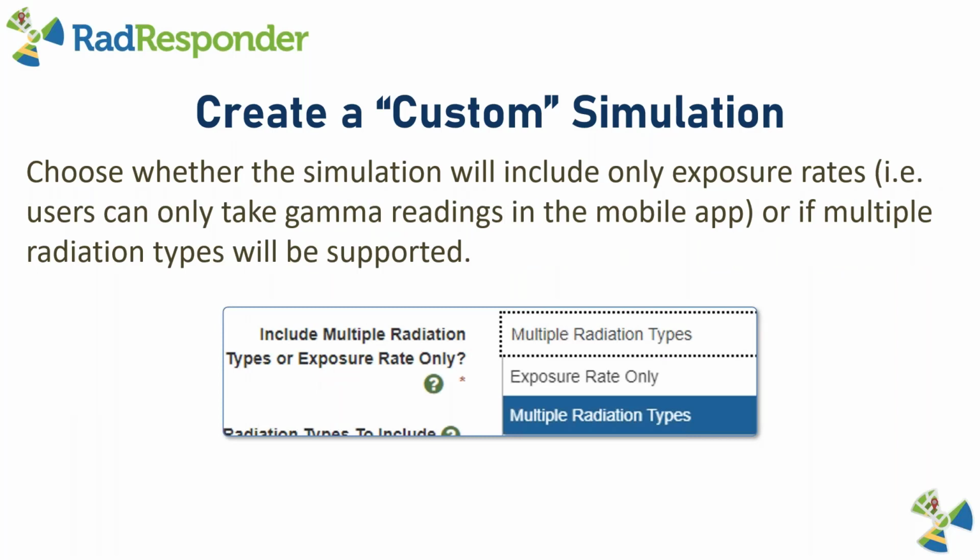You'll then choose whether the simulation will include only exposure rates. In other words, will users only be able to take gamma readings in the mobile application, or will multiple radiation types be supported, in which case users could also take measurements for alpha and beta.